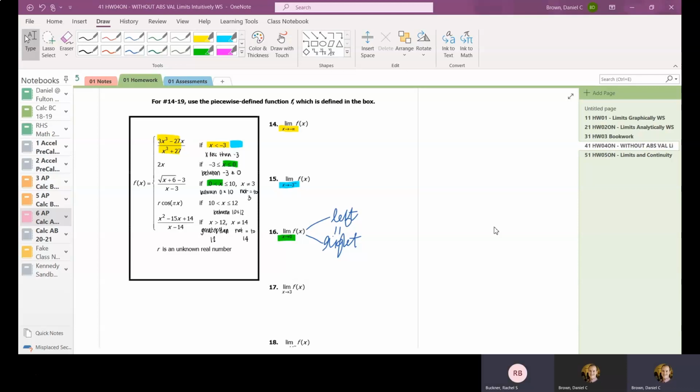Because you can't pick a value, as soon as it goes up, it's going to start going back down again. That makes sense, so it's D and E.